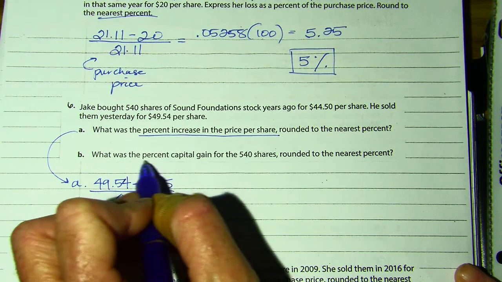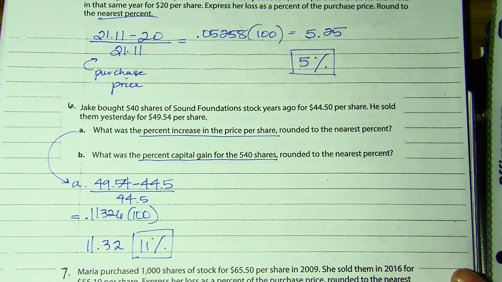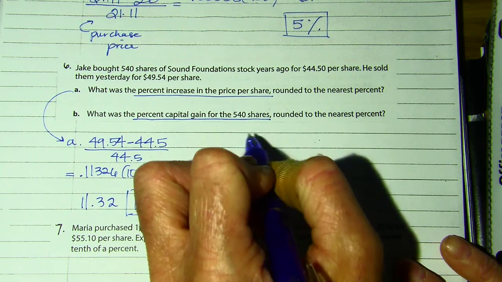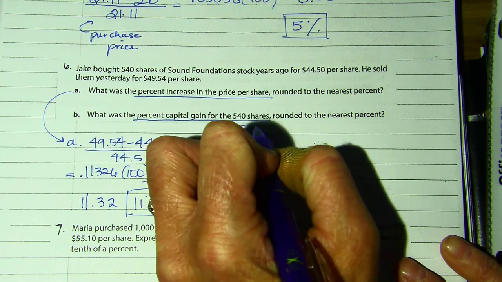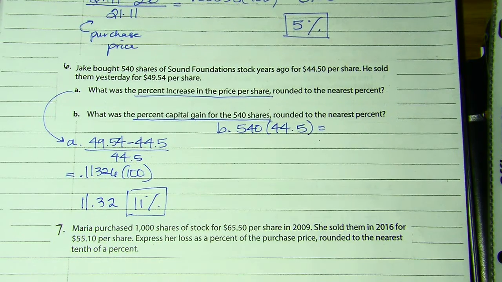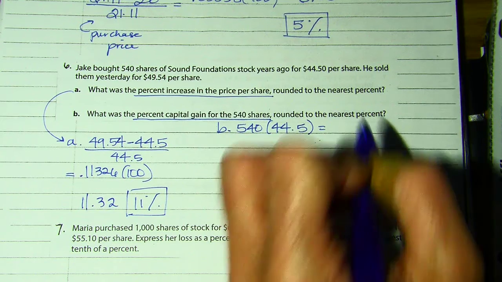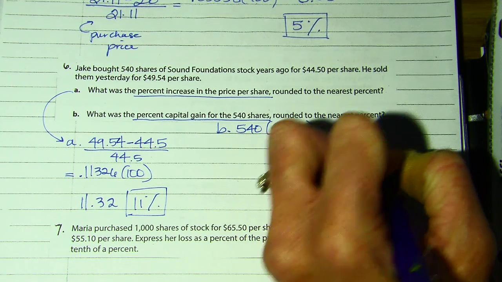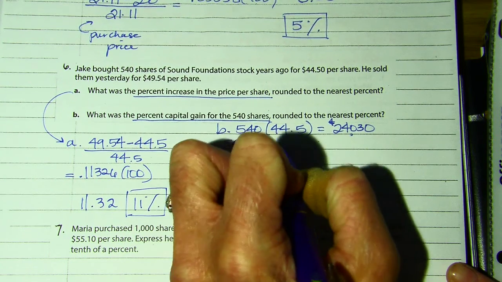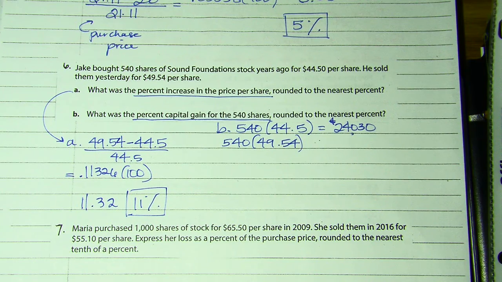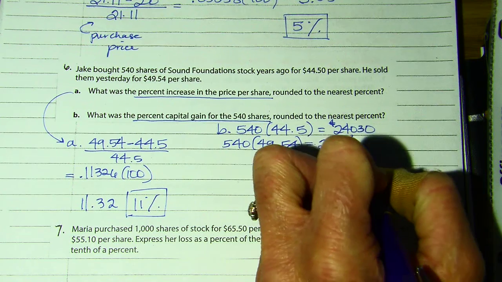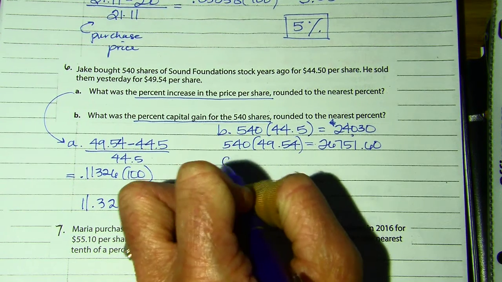Now, part B wants the percent capital gain for the 540 shares. Okay, so let's first calculate the gain. 540 shares were purchased for $44.50. So 540 times $44.50, and I get $24,030. But later, they sold them for $49.54. So I'm going to calculate that, 540 times $49.54, and I get $26,751.60.